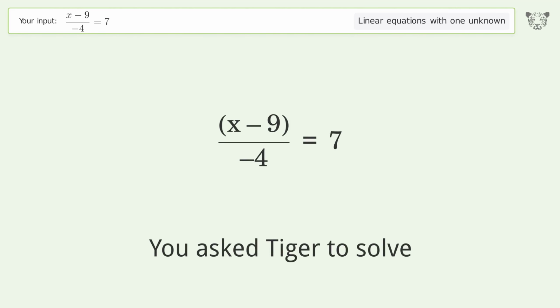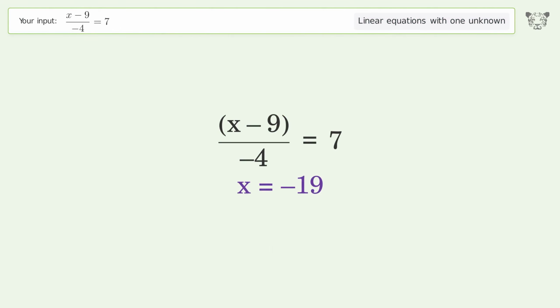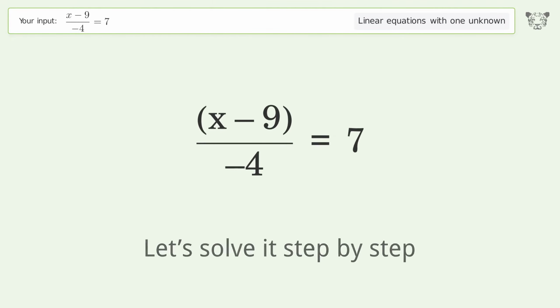You ask Tiger to solve. This deals with linear equations with one unknown. The final result is x equals -19. Let's solve it step by step.